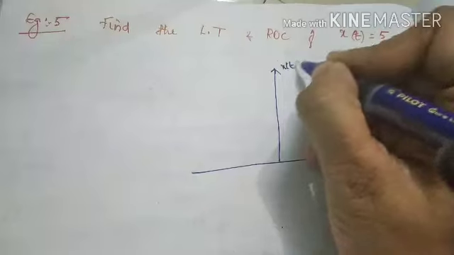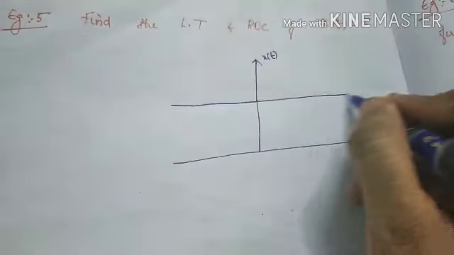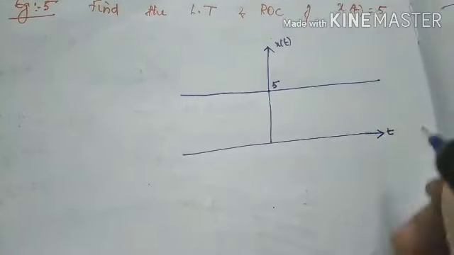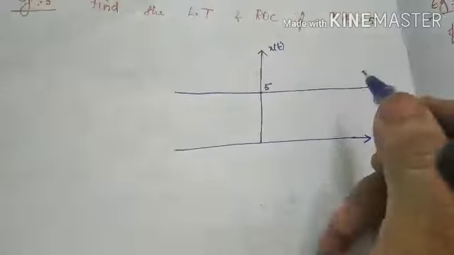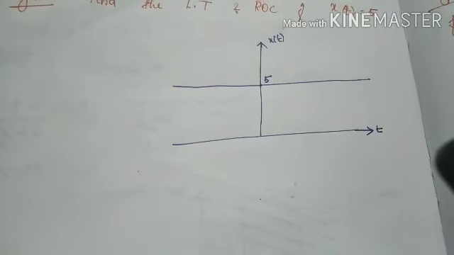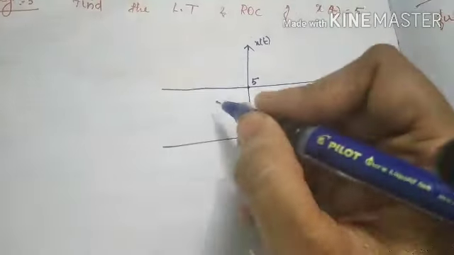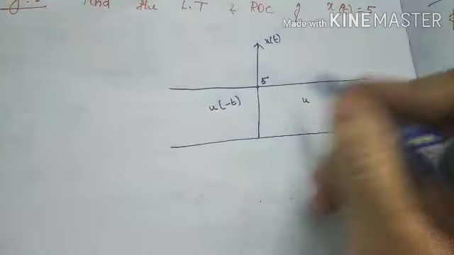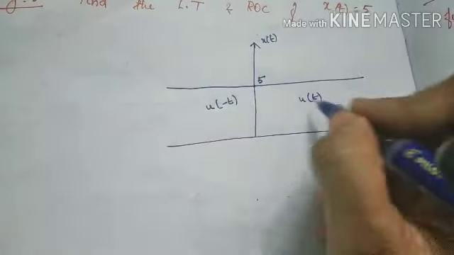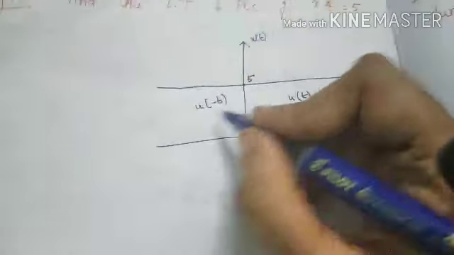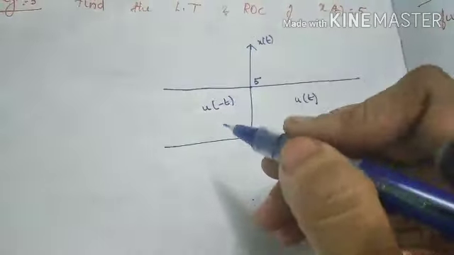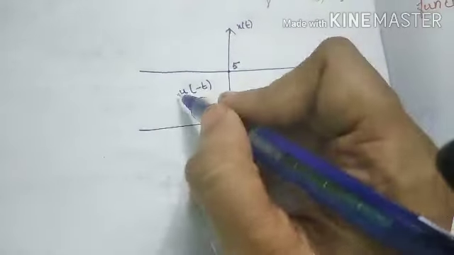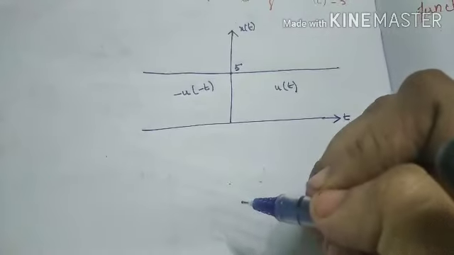This is our x of t. Let us assume this is 5. And this is our time axis. This is a DC signal with an amplitude of 5. We can say the right side signal is u of t, which is multiplied with this amplitude 5. Here also we have to multiply with this amplitude 5. We can say it is minus u of minus t.